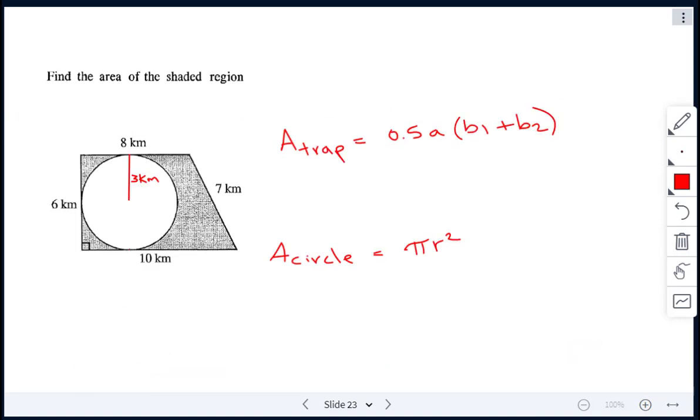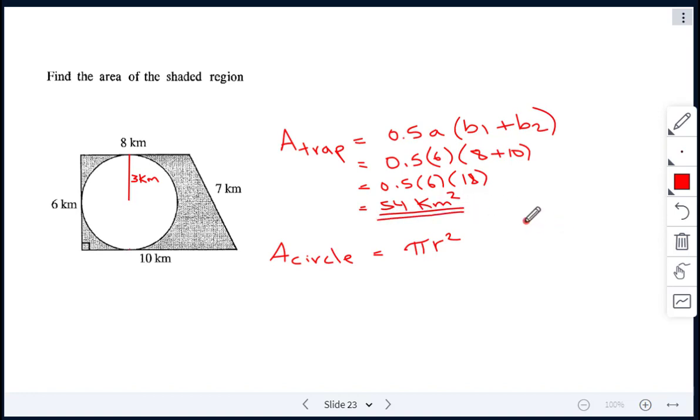For this question, we have to figure out the area of the trapezoid, and then we will subtract out the area of the circle. This is the formula here for the trapezoid. So 0.5, altitude is 6, and then base 1 plus base 2, that would be 8 plus 10. So it would just be 0.5 times 6 times 18. Put that into your calculator, we get 54 kilometers squared. So that is the area of the trapezoid.